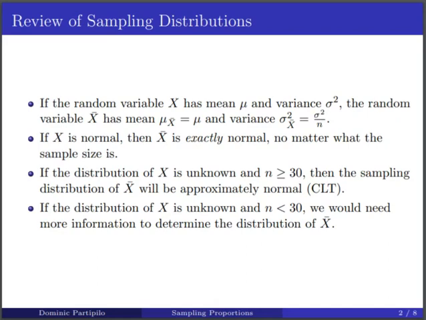And if the distribution of x is unknown, and we have a sample size greater than or equal to 30, then the sampling distribution of x bar is going to be approximately normal. And the central limit theorem is what told us that. And if the distribution of x is unknown and the sample size is less than 30, then we don't have enough information to determine the distribution of x bar.